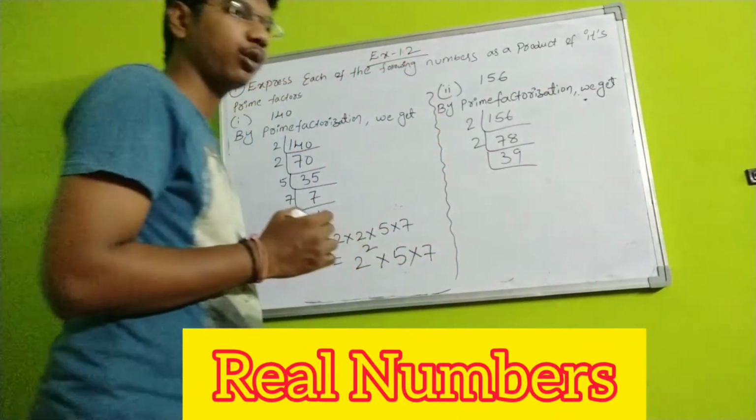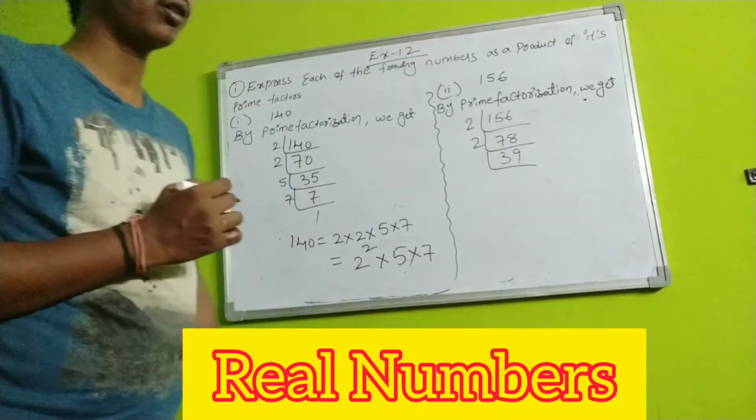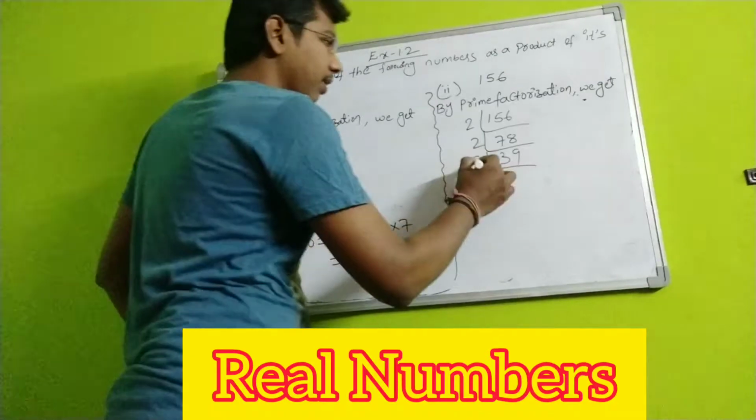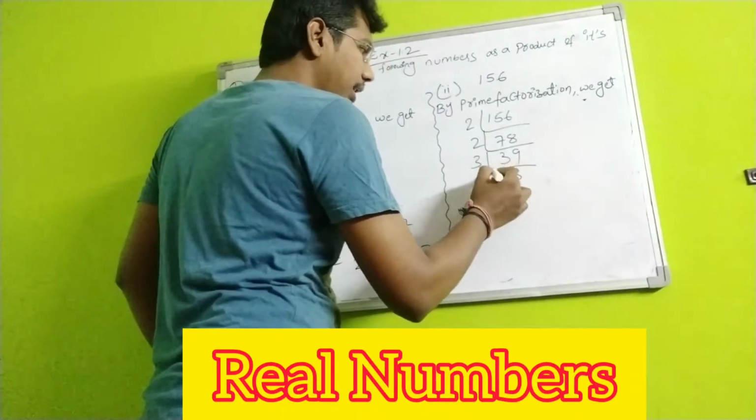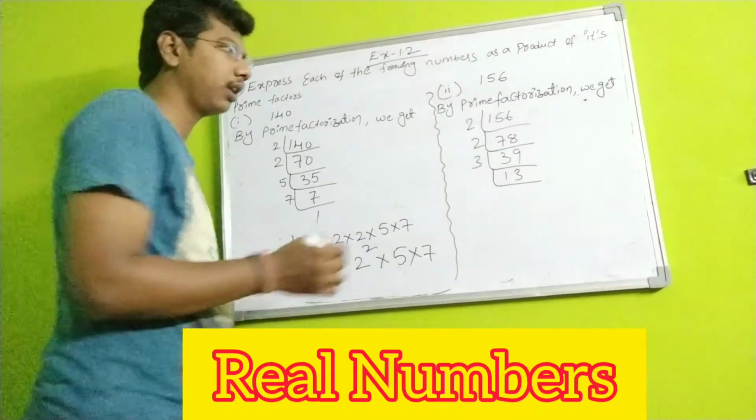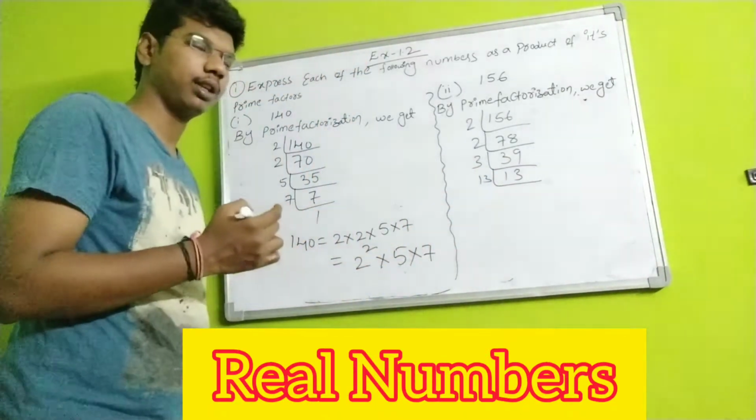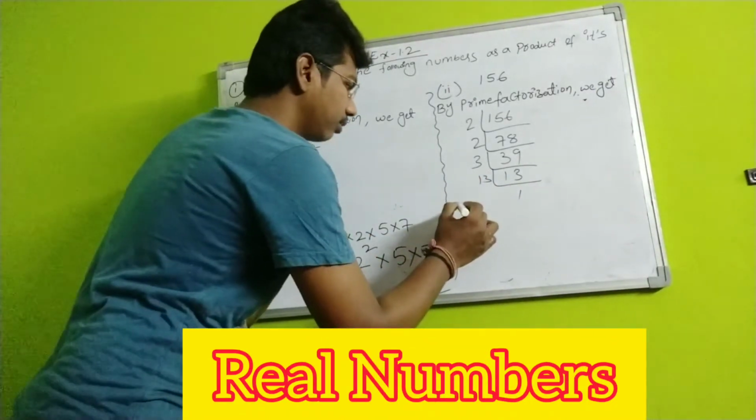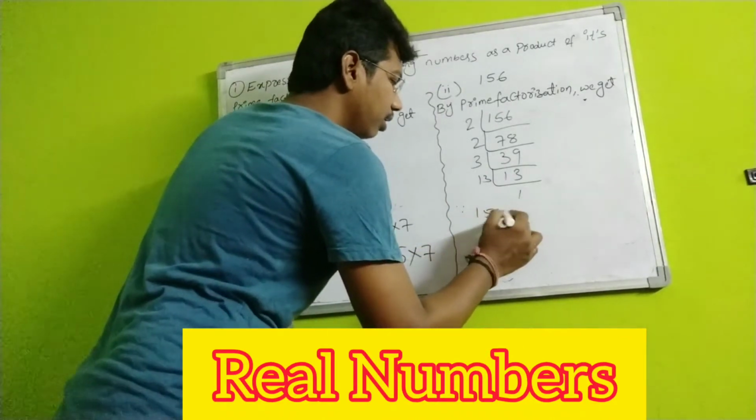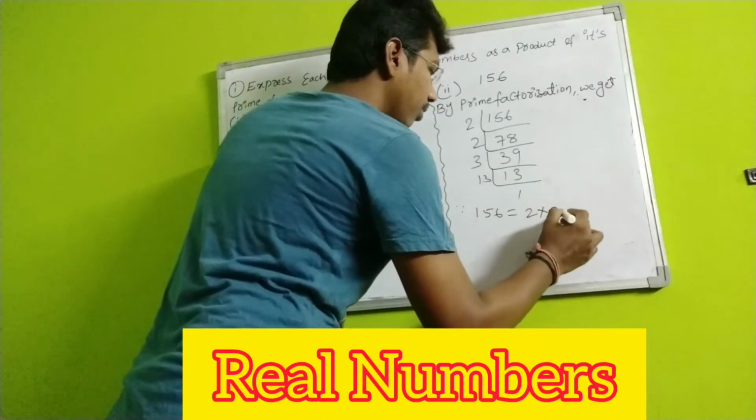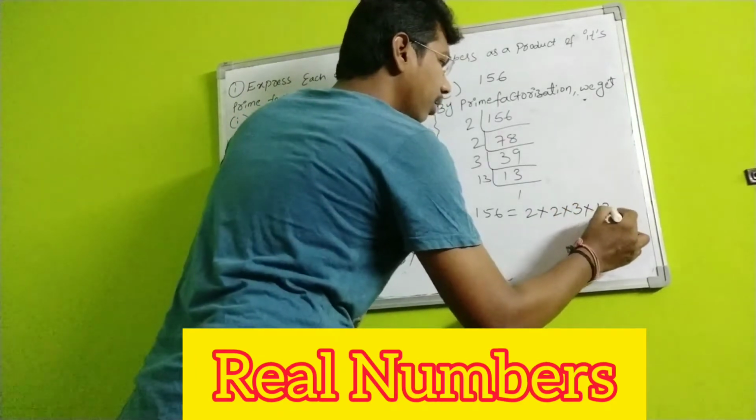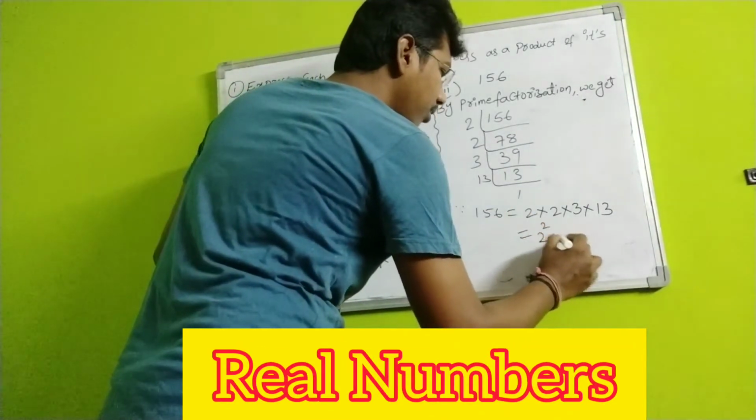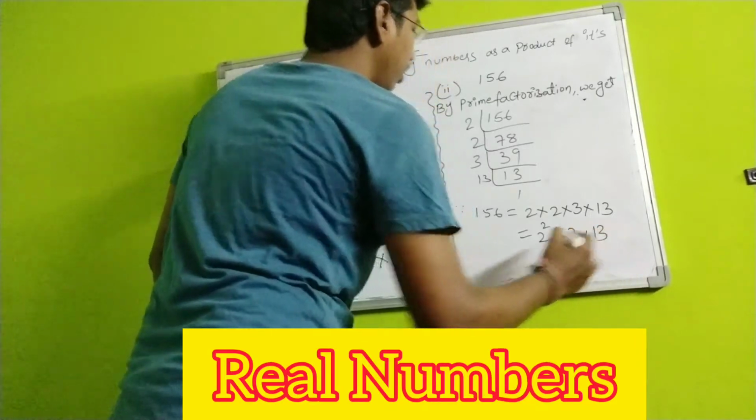Now 39 is not divisible by 2, students. Now 3 plus 9, 12. 12 is divisible by 3. 3 ones are 3, 3 threes are 9. Now 13 is a prime number, students. 13 is not divisible by any number. 13 is only divisible by 1 and itself. 13 ones are 13. So 156 is equal to 2 into 2 into 3 into 13. These are the prime factors of 156, students. Now 2 square into 3 into 13.